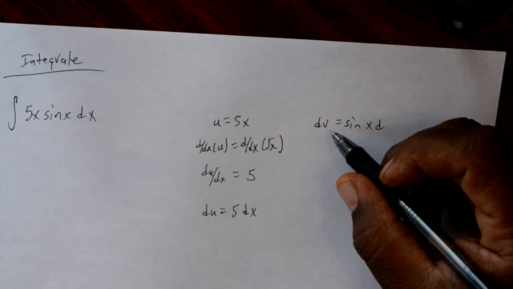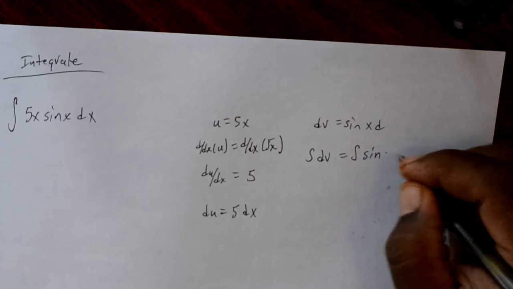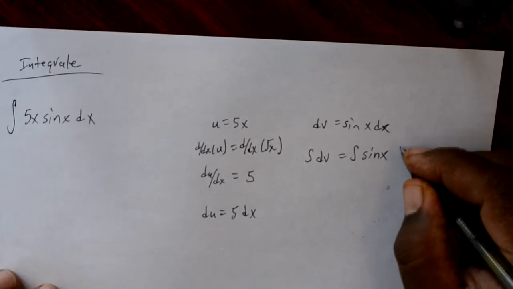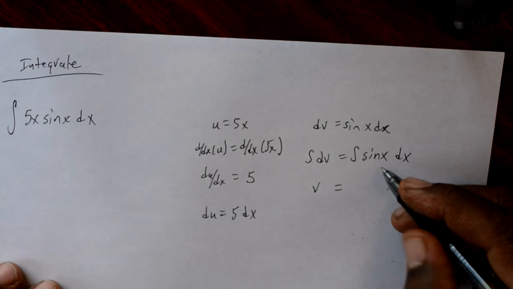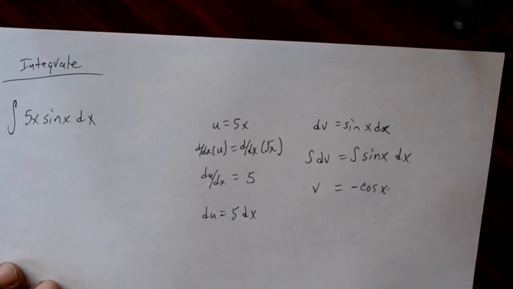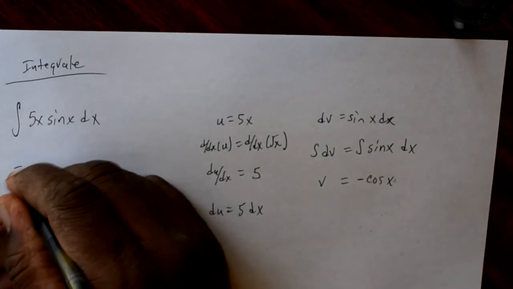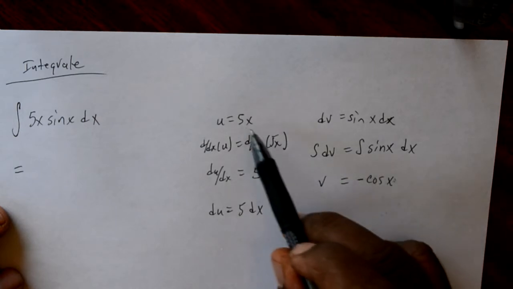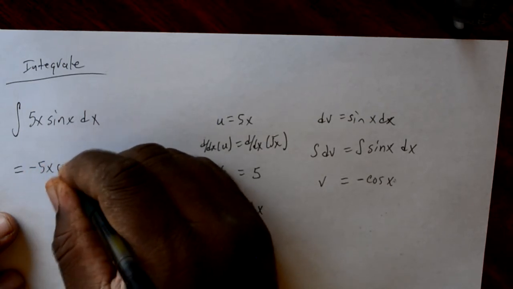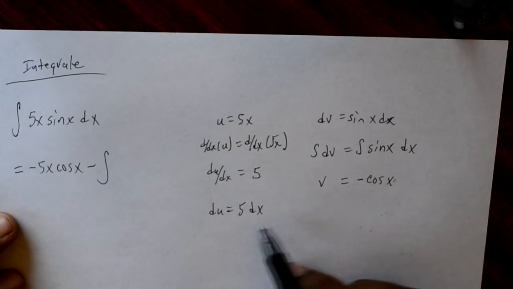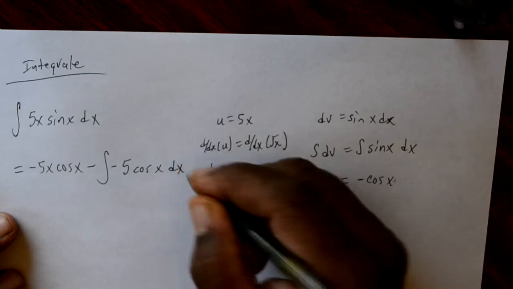Now I'll take the dv substitution equation and we'll integrate both sides. When we integrate dv, we get v. When we integrate sine x, we get negative cosine x. And now we'll substitute everything into the integration by parts formula. So the integration by parts formula says that we have u times v. So that's negative 5x times cosine x minus the integral of v times du. So we have negative 5 cosine x dx.